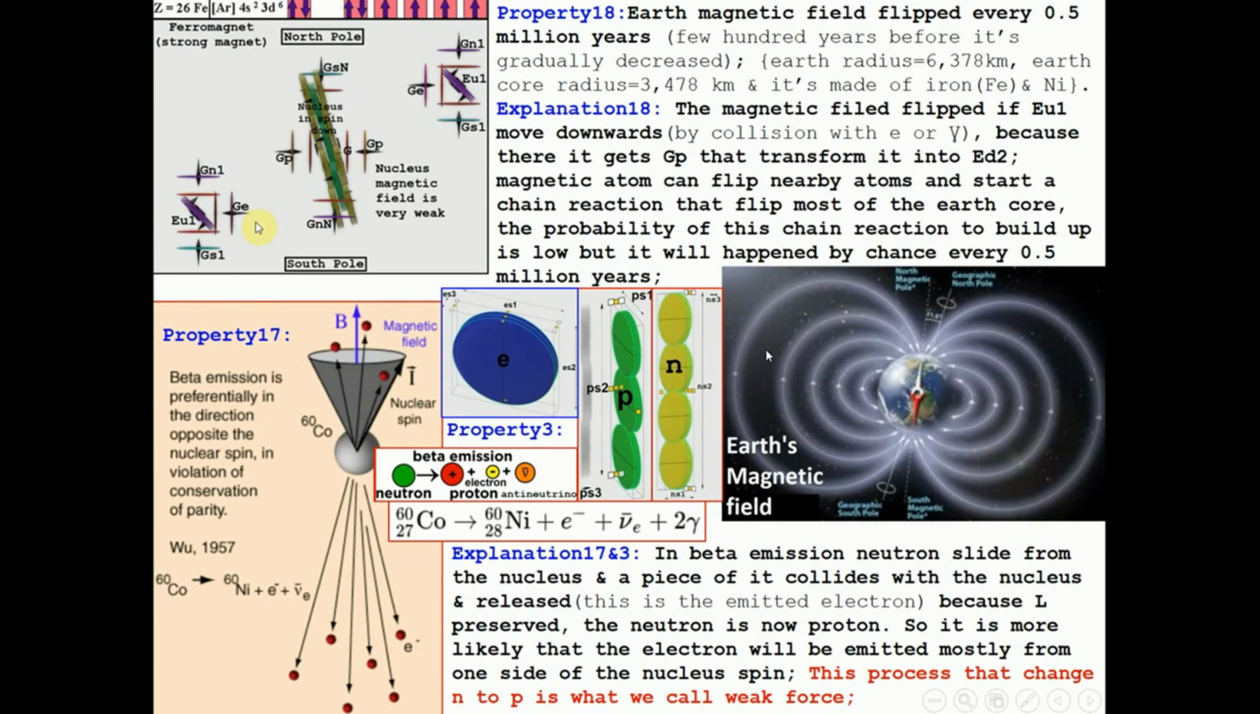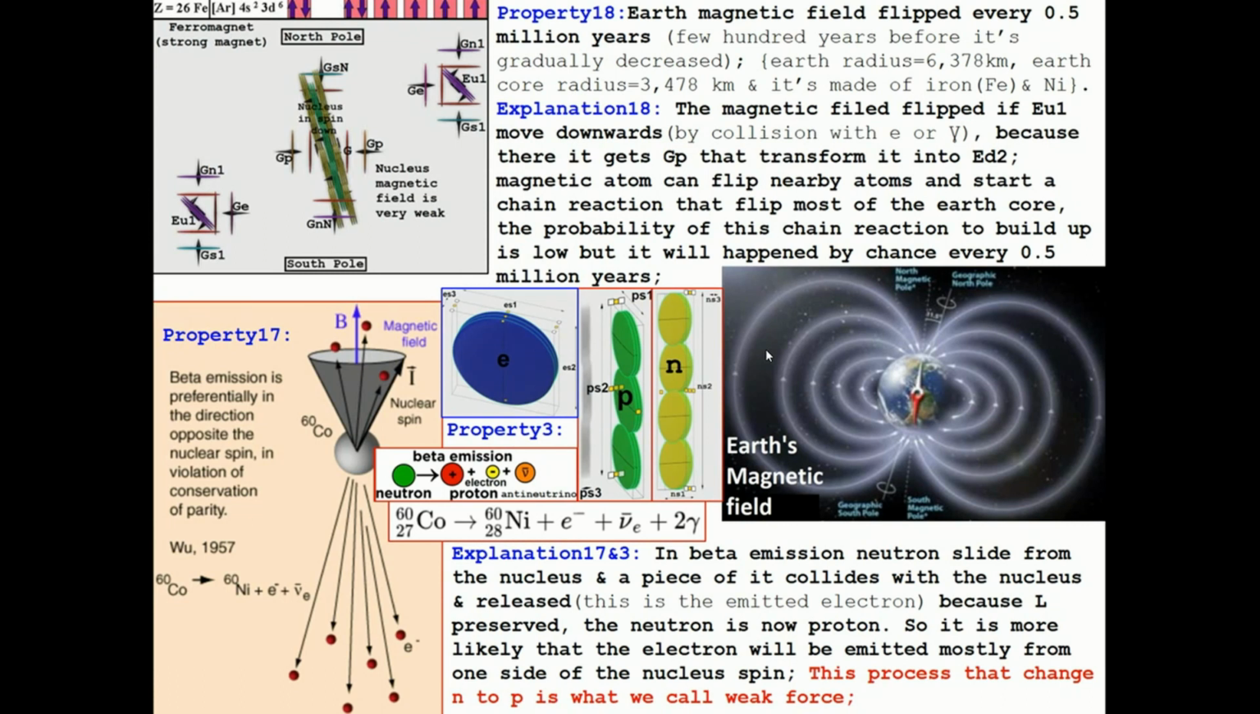If a neutron slides from the nucleus, gradually, a piece of it may slide completely and hit the nucleus. This piece is the emitted electron, and because the angular momentum is preserved, the remaining neutron will effectively become a proton. This process is what we call beta emission. And because the nucleus also has spin, in other words, the nucleus also has angular velocity along the x and the z component, it is more likely that the electron will be emitted mostly from one side of the nucleus. A process like this that changes neutron to proton is what we call weak force.